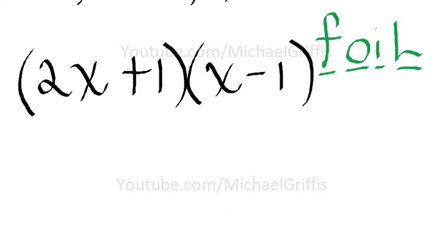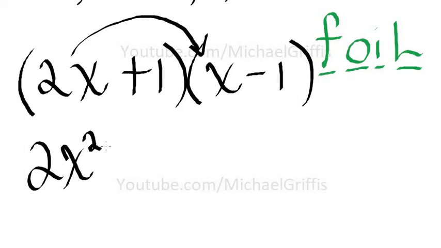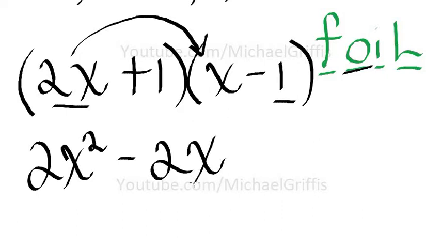Your first terms, you multiply them together. So we have 2x times x is 2x squared. Your outside terms, so this is an outside term and that's an outside term. So that becomes minus 2x. 2x times 1 is just 2x, but because of the minus sign here, it's a positive times a minus and you get minus.